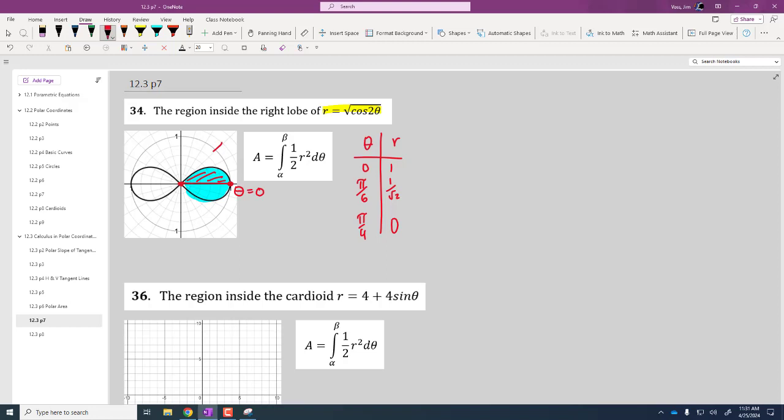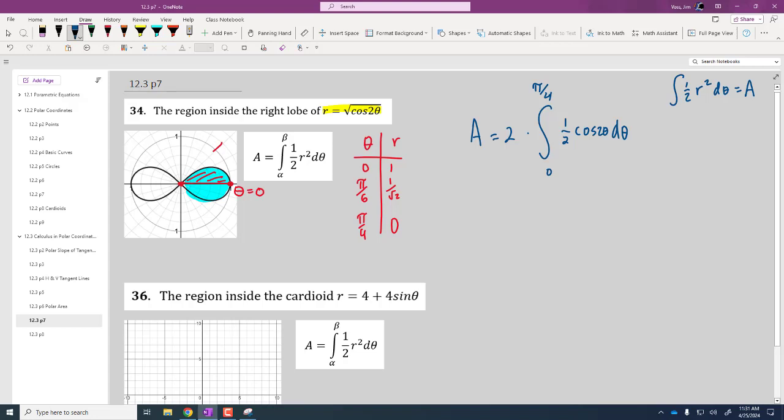So now what we're going to do is say that the area is going to be 2 times the integral from 0 to pi over 4 of 1/2 r squared d theta, where by theta we mean d theta, miniature theta, and r squared is cosine of 2 theta. That's the area of a sector. So the 2 and 1/2 cancel.